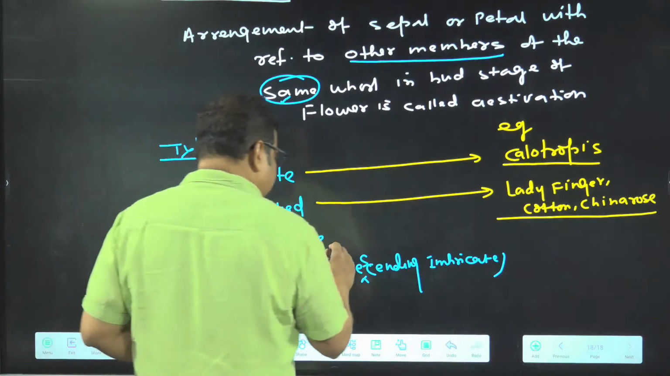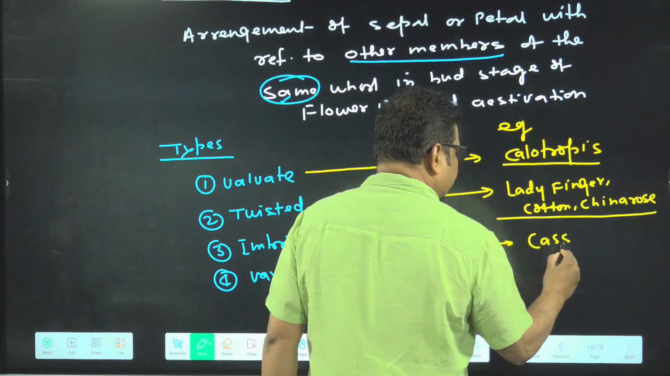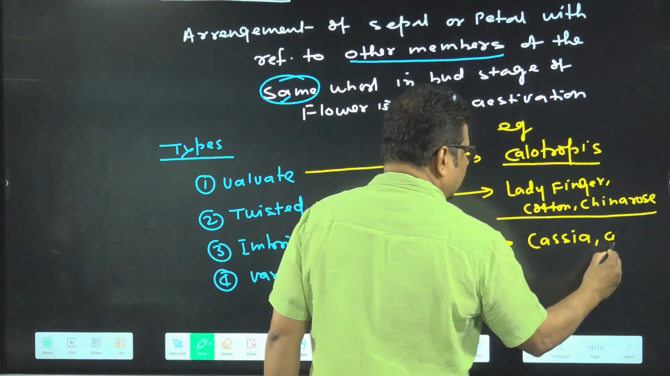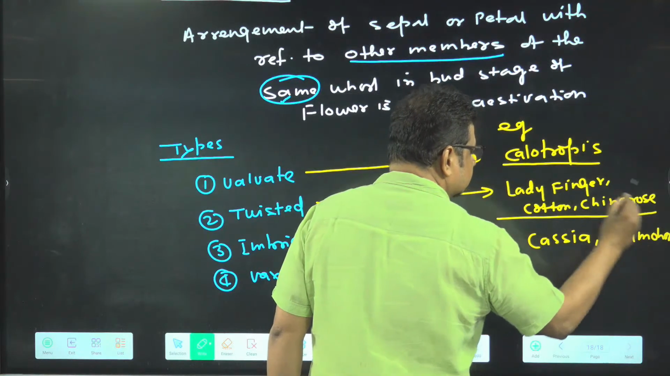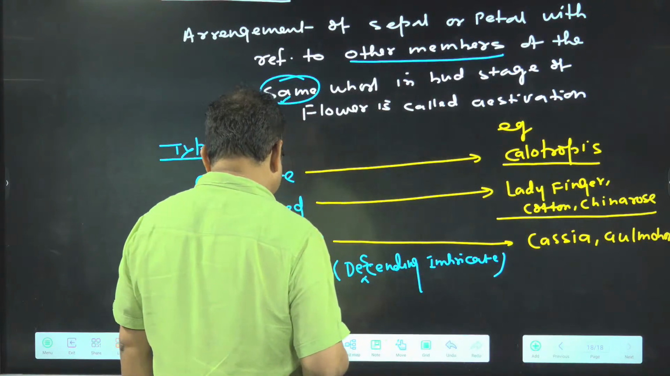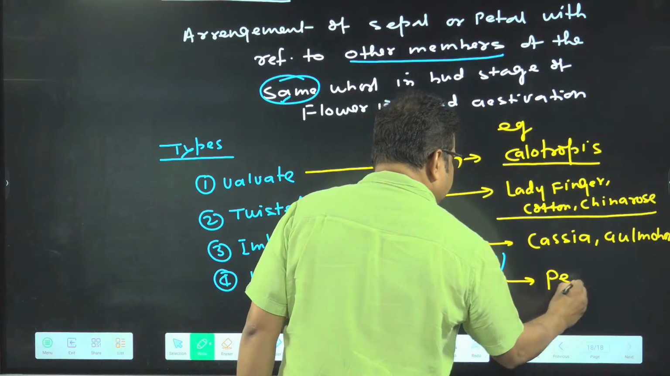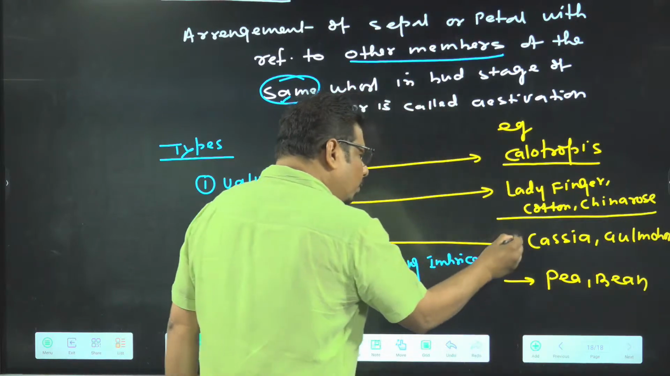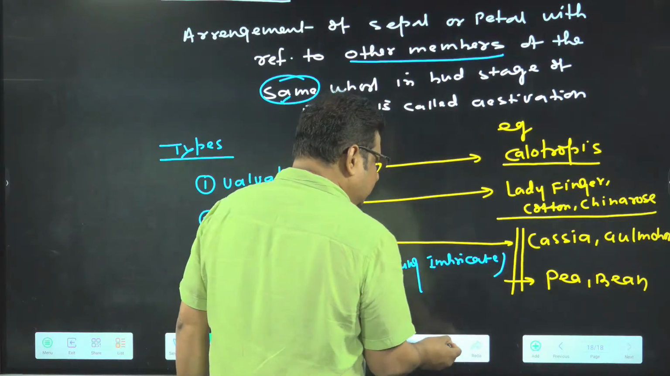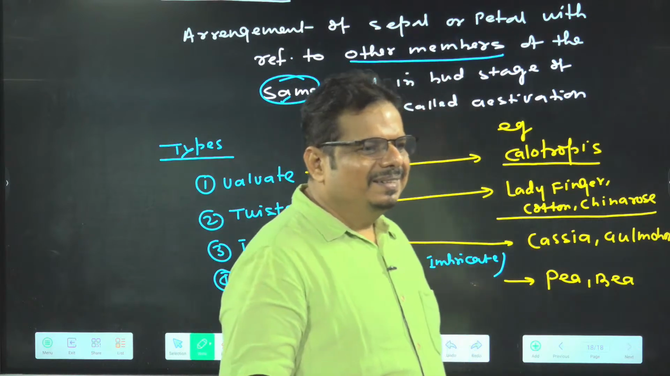Now, imbricate: cassia, gulmohar. Imbricate, cassia or gulmohar. Axillary: pea and bean. So these four examples were examples of which one? Zygomorphic flower. Are there or not?